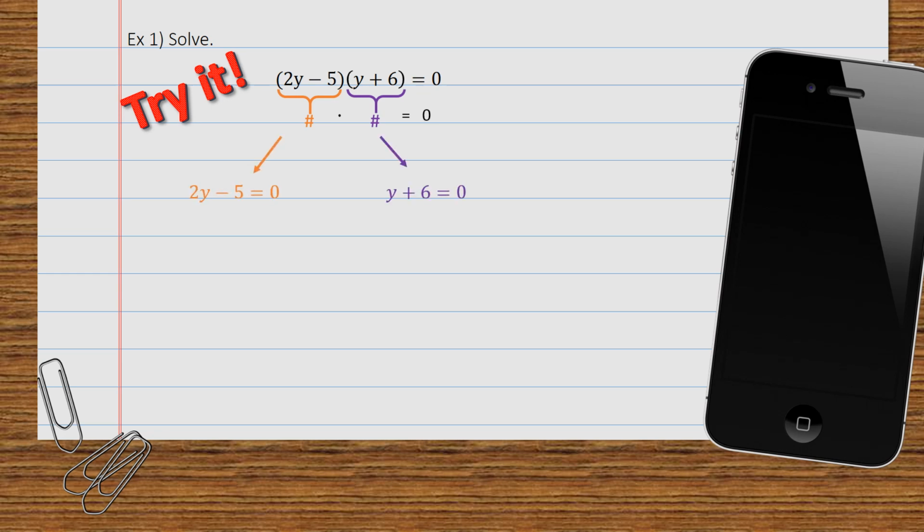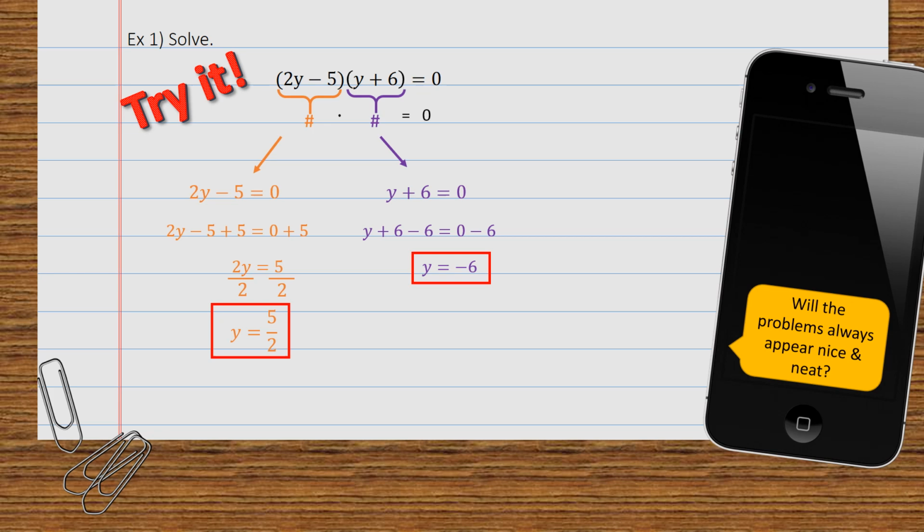Looking at the first equation, to help solve for y, you should have added 5 to both sides, which gave you the equation 2y equals 5. Then divide both sides by 2, which gave you y equals 5 halves. For your second equation, to solve for y, you should have subtracted 6 on both sides, which gave you y equals negative 6, and those are your two solutions.